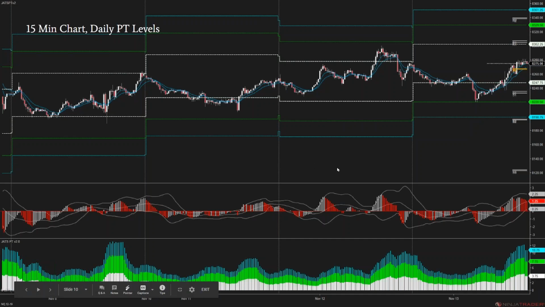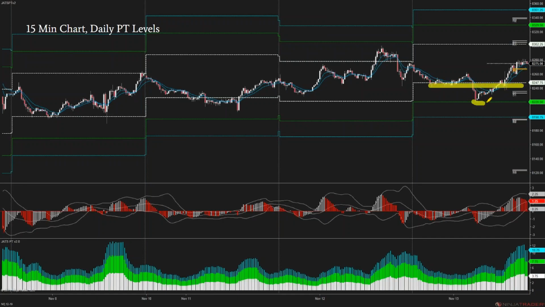Here's a 15-minute chart with daily PT levels, price target levels. Just understanding the concept, we're in an uptrend. So anything below the PT1 you'd be on the lookout for that reversal. And unfortunately, the reversal came on a downtrend. So there's that wall, the slow drift up, but then you got momentum behind it, and price started taking off.